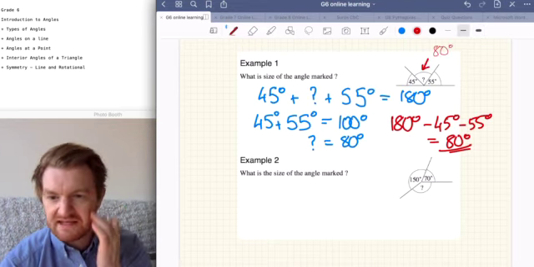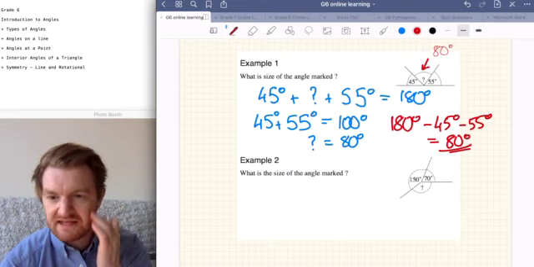We can follow the same logic here. This time, however, we've got a whole turn, so we've got 360 degrees. If we subtract the angles we have, take away the 150 and take away the 70, what's left over must be that missing angle. So we type that into the calculator and it says 140 degrees, and that means that missing angle is 140 degrees. And it's as easy as that.